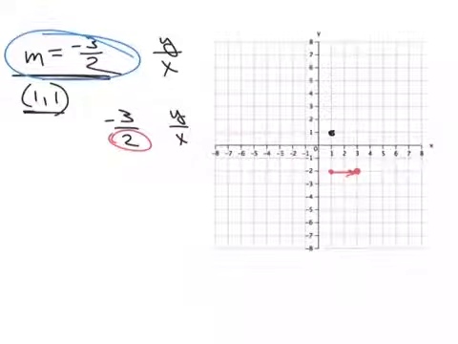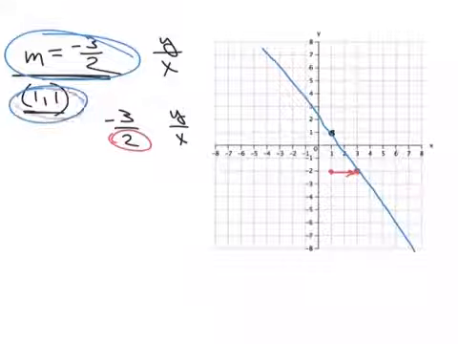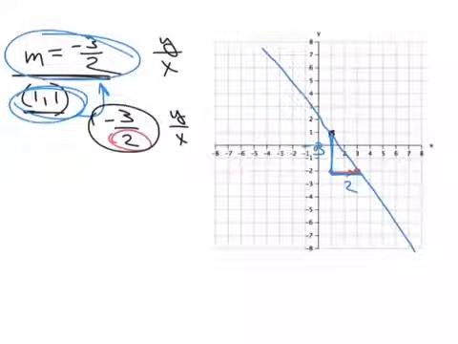So what this does is this tells me what point I start at, and this negative 3 over 2 tells me where another point on the line is. So if it's another point on the line, I can draw a line that connects those 2 points together. And there's my graph of the line that goes through 1, 1 and has that slope, because I do this. This is my negative 3, and this is my 2.